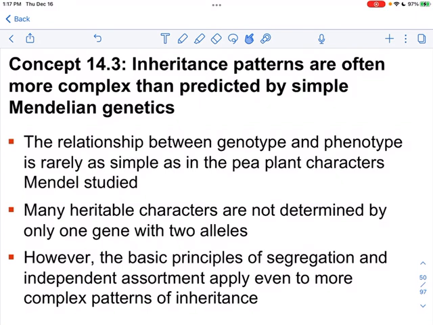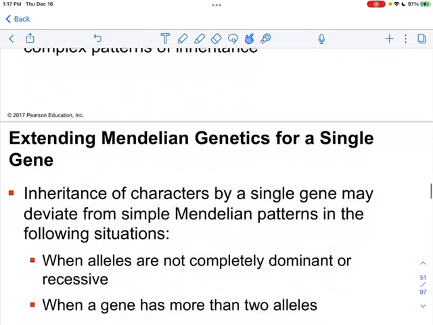So we have one chromosome that we inherited from our mother, one chromosome that we inherited from our father. They contain the genes for the same traits at the same loci. And when those chromosomes undergo segregation during anaphase of meiosis, we see those principles of segregation and independent assortment playing out even with these complex patterns of inheritance. So they still hold true, right?